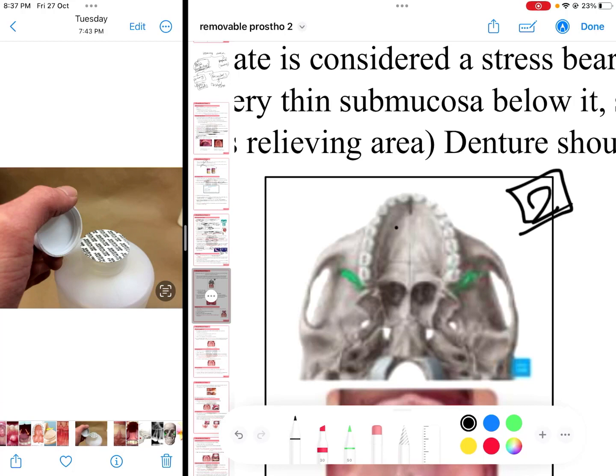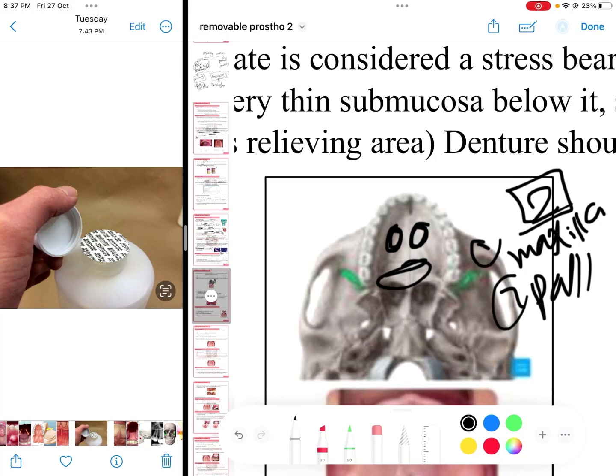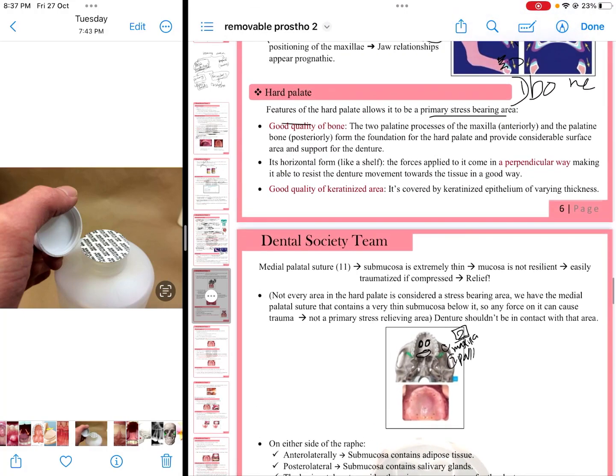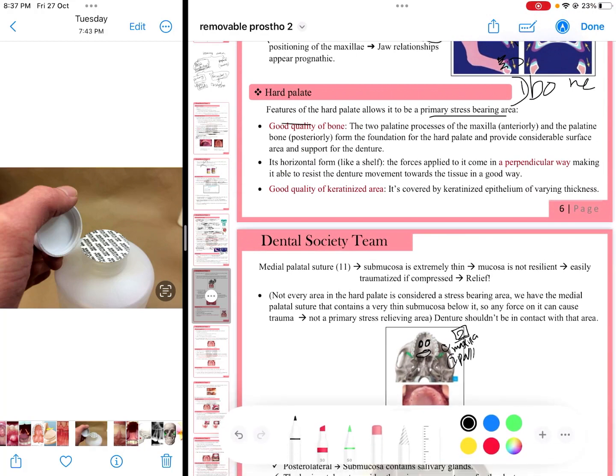It consists of the palatine process of the maxilla, and the palatine bone. So it consists of two bones, and both of these bones are cortical. So we have a good quality of bone. It's made of the palatine process of the maxilla and the palatine bone. This is the foundation, which provides surface and support.